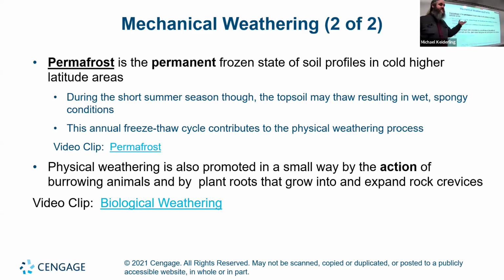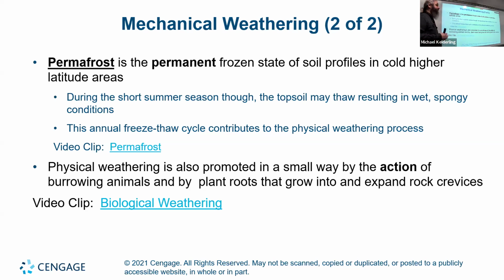Another thing that can exist is permafrost. In certain places in the world, the soil is permanently frozen under the surface, but the upper layers can melt. So the topsoil can thaw, resulting in wet, spongy conditions. And this freeze-thaw cycle contributes to physical weathering processes. Also, that upper layer of the permafrost can slowly flow as it melts.